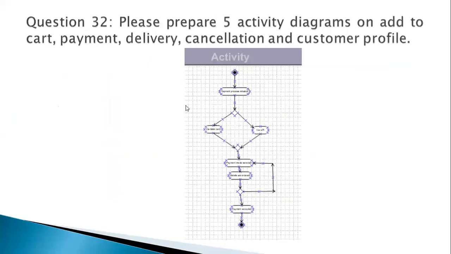Okay, guys. Then we have to prepare 5 activity diagrams. I have given you 5 scenarios here, guys. You can take these and use the same 5 scenarios to prepare 5 activity diagrams: add to cart, payment, delivery, cancellation, and customer profile. I have created one here, the payment process activity diagram. You can use MS Visio to prepare them, but make sure you prepare 5 activity diagrams: one each for add to cart, payment, delivery, cancellation, and customer profile. Okay, so make sure you have these activity diagrams.